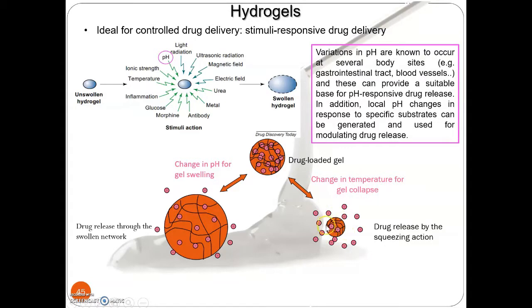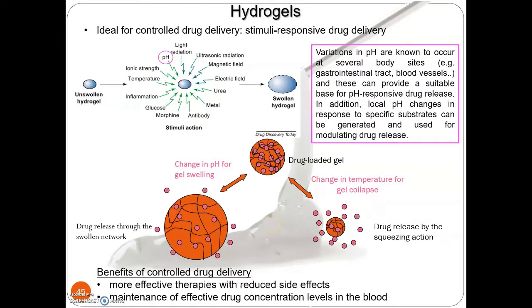By collapsing also, the polymer chains get closer to each other and the drugs are also released from the initial gel. The benefits of this controlled drug delivery are more effective therapies, and they are much used now for cancer treatments. So we can send the drug inside such hydrogel polymers, and we can influence them in a specific way, in a specific place in our body.